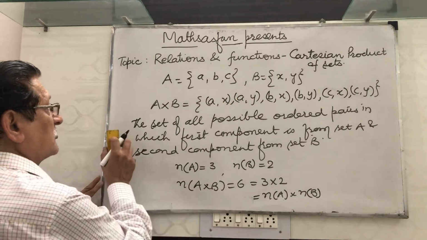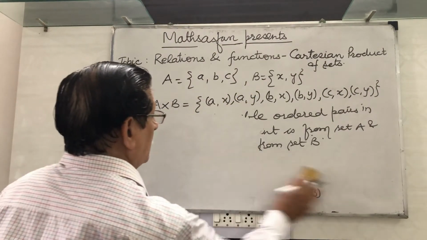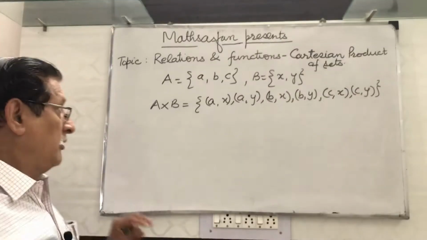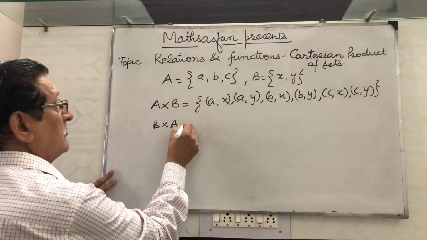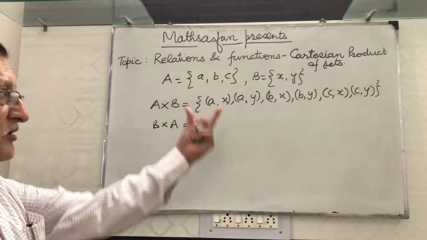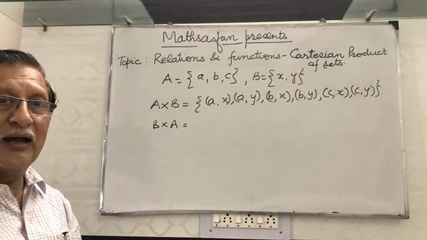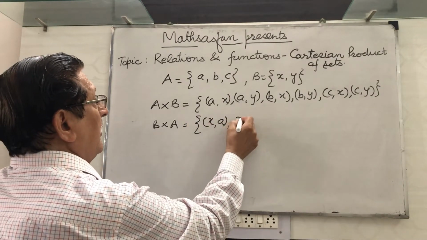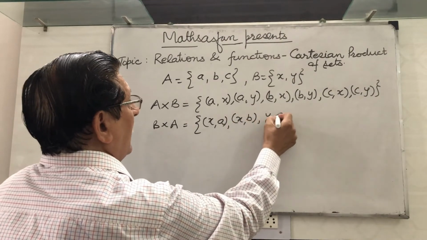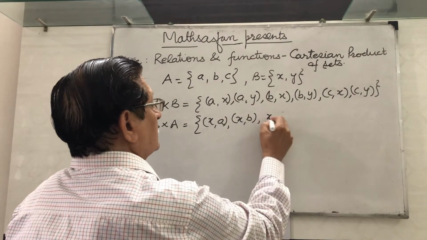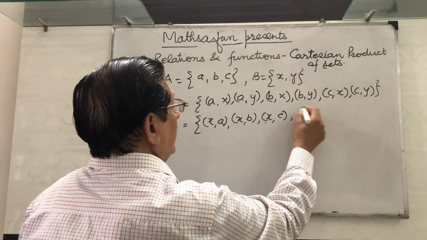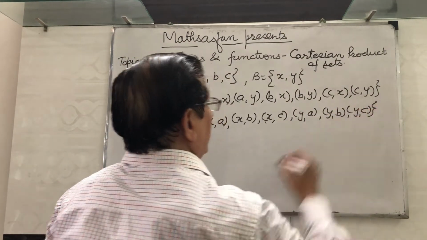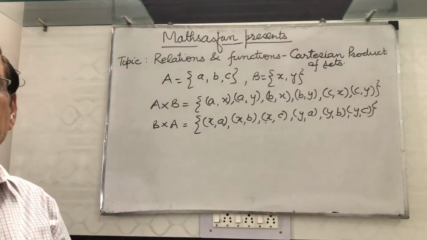See, I have written A cross B here. After that, suppose I want to find B cross A. When we write B cross A, according to the definition, the first component will be from set B and the second from set A. Let's say xa, xb, xc, then ya, yb, yc. Here also we are finding there are 6 elements only.